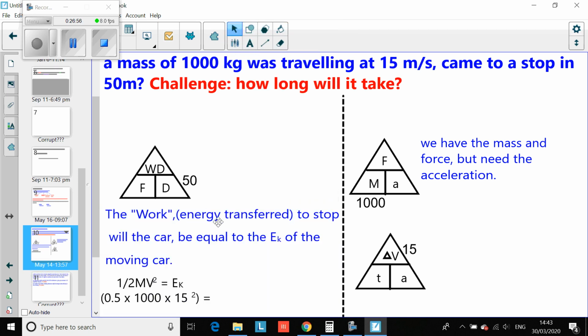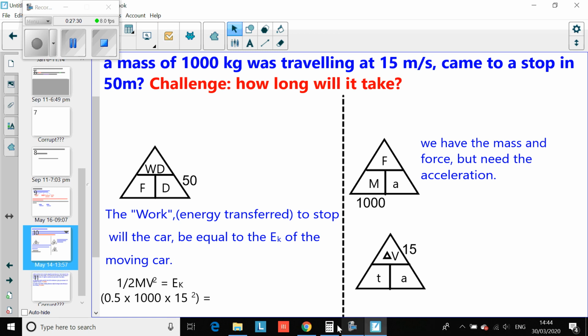The work, energy transferred to stop the car, will be equal to the kinetic energy of the car. Because remember, energy can't be created or destroyed, only transferred. So the kinetic energy of the car will be transferred to heat, but it's still work being done. Okay, so to calculate the kinetic energy of the car, it's half mv squared. That will give us the kinetic energy of the car, but that is also going to be the same as the work done.